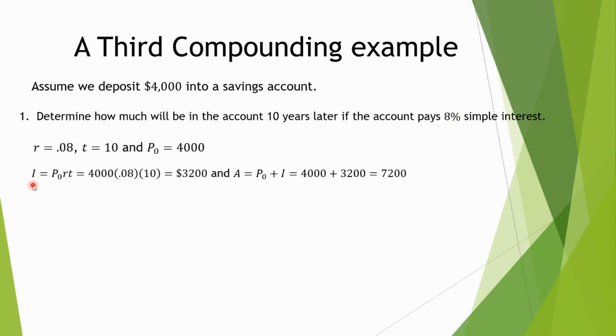Capital I here, right, is P naught times R times T, right? That was a formula we saw before. That's how much total interest we're going to accumulate in the account. So that's 4,000 times 0.08 times T, which is 10. We get this.